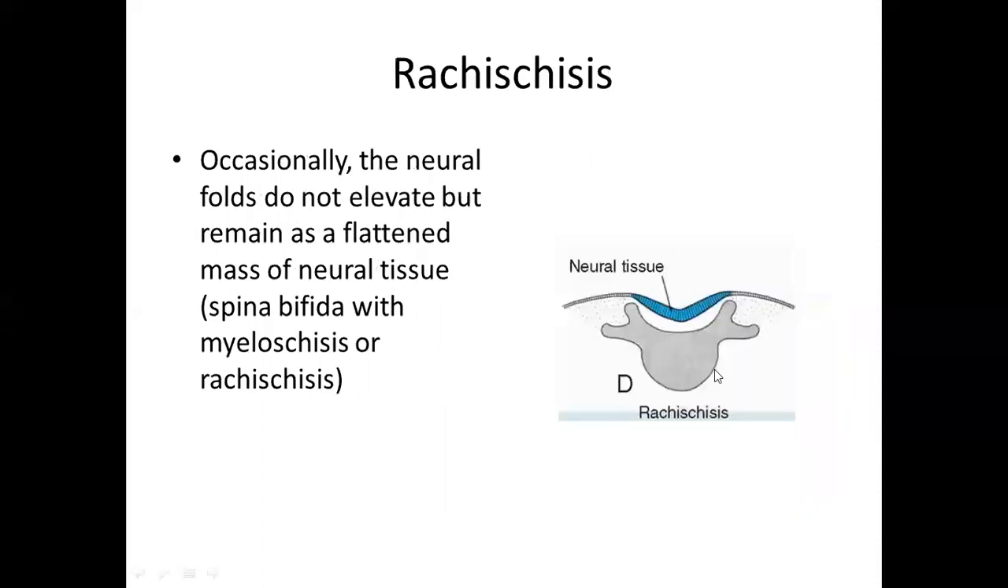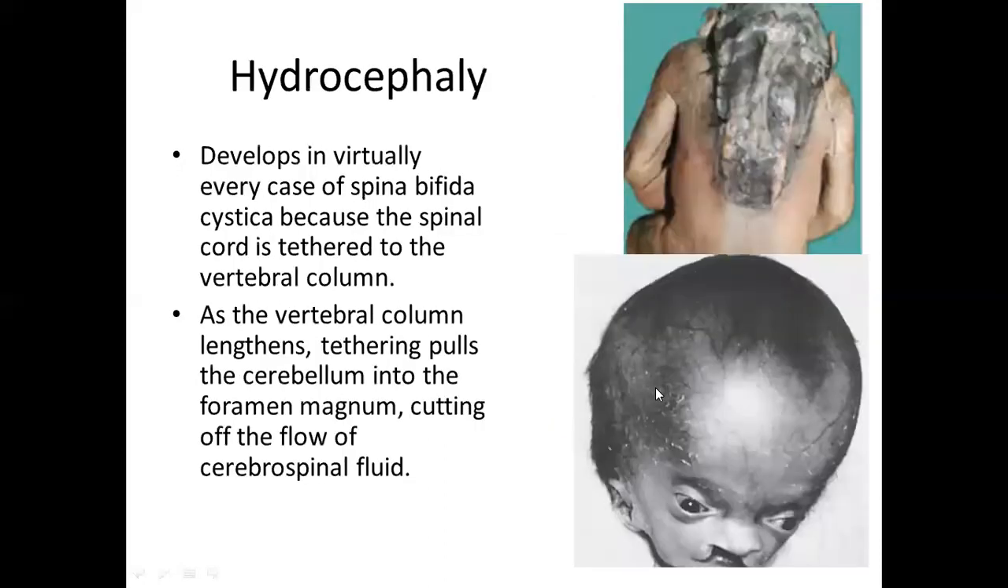Then is rachischisis, that is the neural folds have not elevated and they remain flattened. So the mass of neural tissue is exposed to the outside. So spina bifida with myeloschisis or rachischisis. And the last one is the hydrocephaly.